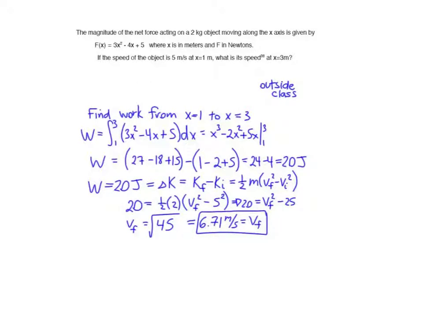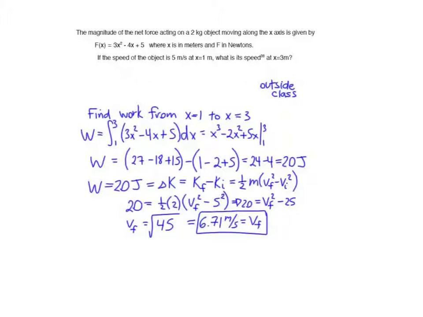Here is one final example where we have a variable force, which is a function of position. F of x is equal to 3x squared minus 4x plus 5. And we're told that the speed of the object is 5 meters per second at a position of 1 meter. And we're asked to determine the speed when it is at a different position of 3 meters. So, of course, we use our force function to determine the amount of work done by this force in moving the object from 1 to 3 meters.